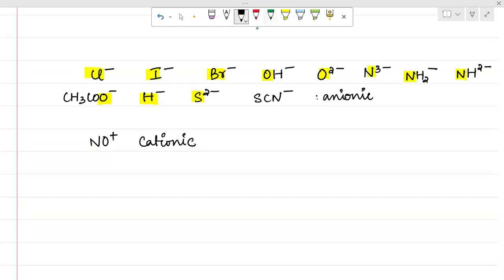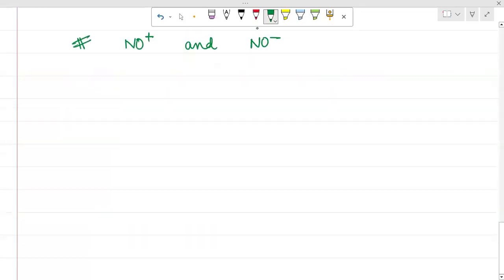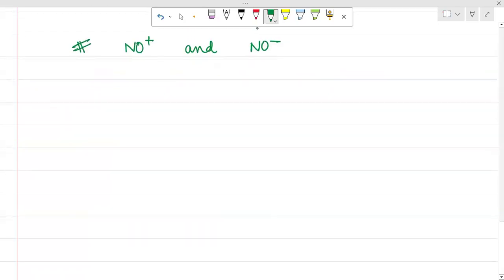Okay. Now this ligand is of utmost importance, NO. NO can exist in 2 states, NO plus and NO minus. Both of these are possible. Very important. There have been a lot of PYQs from these 2 ligands. NO plus is possible. NO minus is also possible. Let me take some time and explain that in detail. If you have some metal, okay, you have got some metal. And let's say you take NO. So NO, N double bond O. Correct?